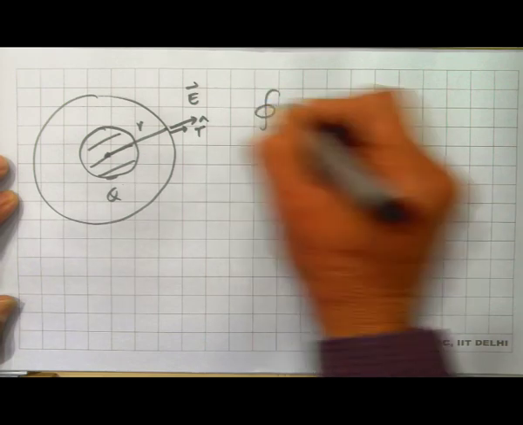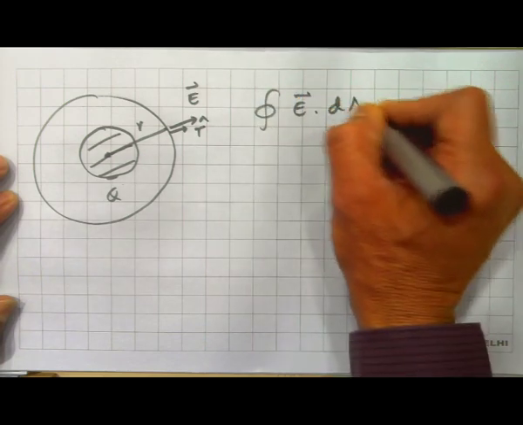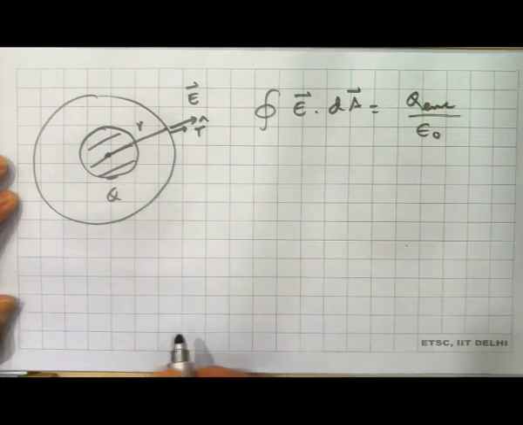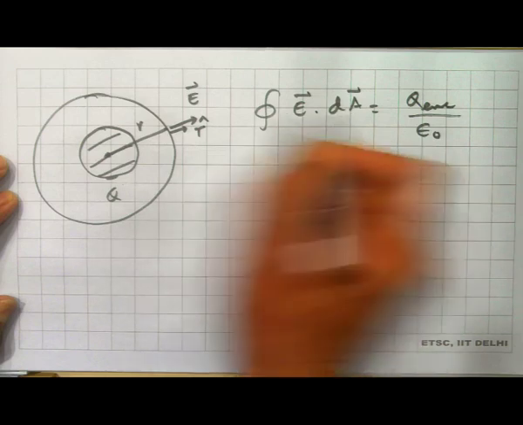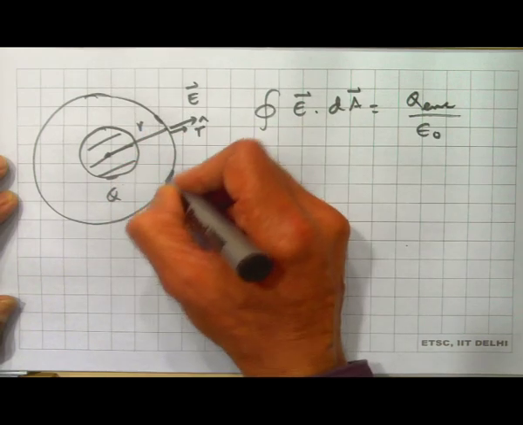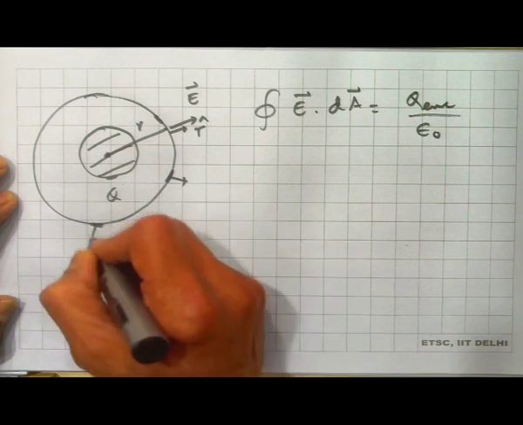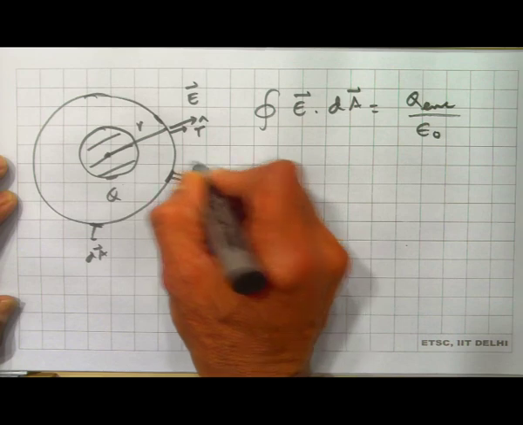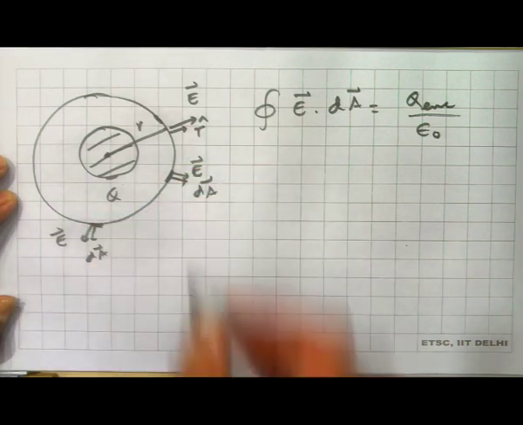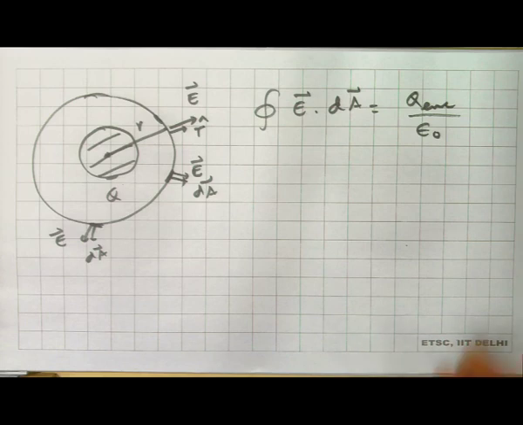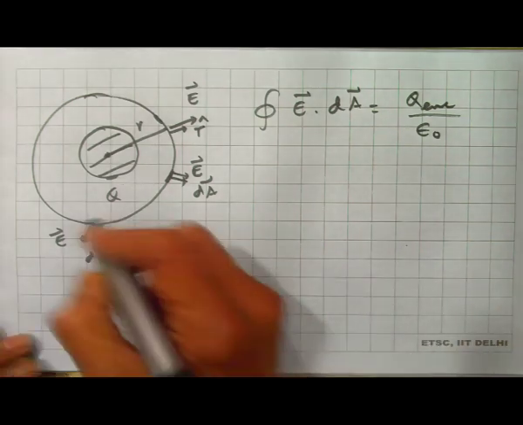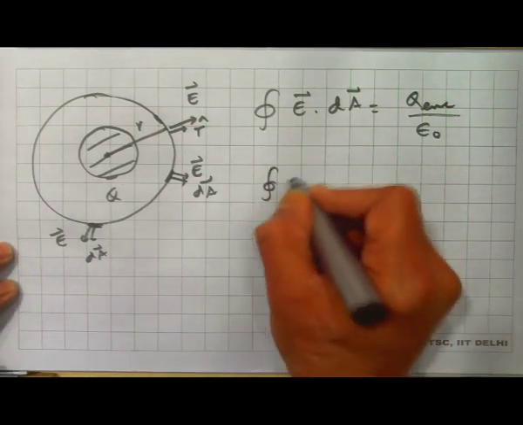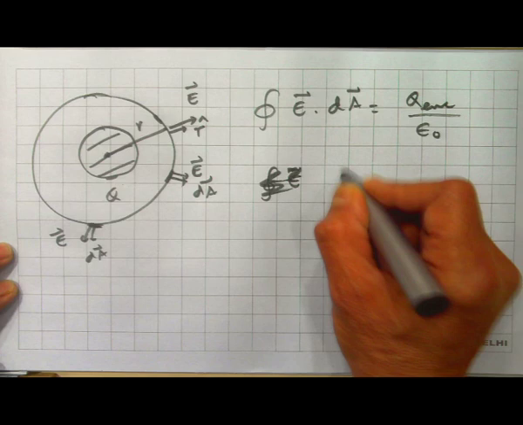So, let me go back to this formula, the integral of E dot dA is equal to q enclosed by epsilon 0. Now, at every point, dA are elements of area. So, an element of area here, element of area here, element of area here. These are all dA directions, but E is also like this at these points. So, anywhere you choose on the surface of the sphere, E and the surface element are parallel to each other. So, E dot dA is actually nothing but E dA.